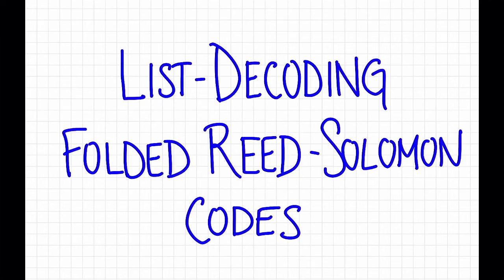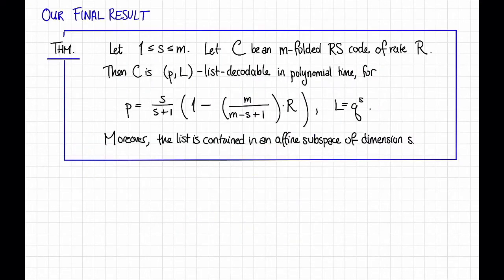In this video, we will improve on our result from the previous video and see how to list decode folded Reed-Solomon codes all the way up to list decoding capacity. More precisely, we're going to prove the following theorem.